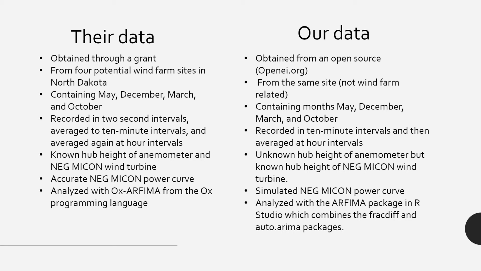Although we did know the hub height of the neg-micon wind turbine, we did not apply a power transformation because we were unsure what level to apply the transformation, so we just went with the speed or the height that the anemometer recorded the speeds at. They also did have an accurate neg-micon power curve, which was supplied to them, but we had to simulate our neg-micon power curve as we did not have the resources to the data which they used in their power curve.